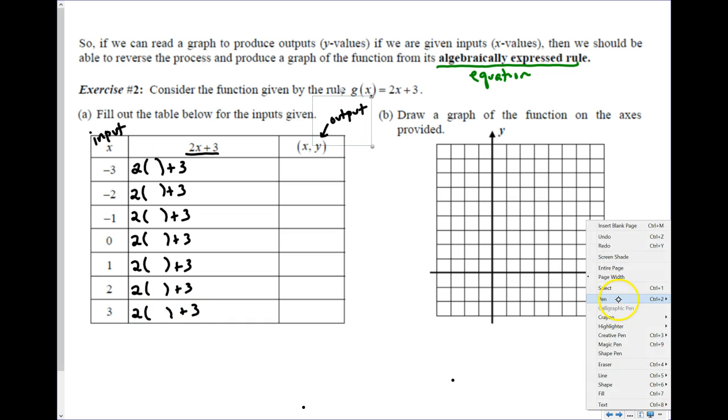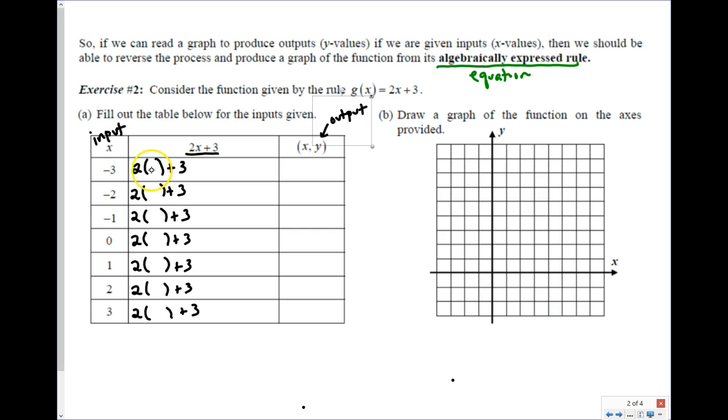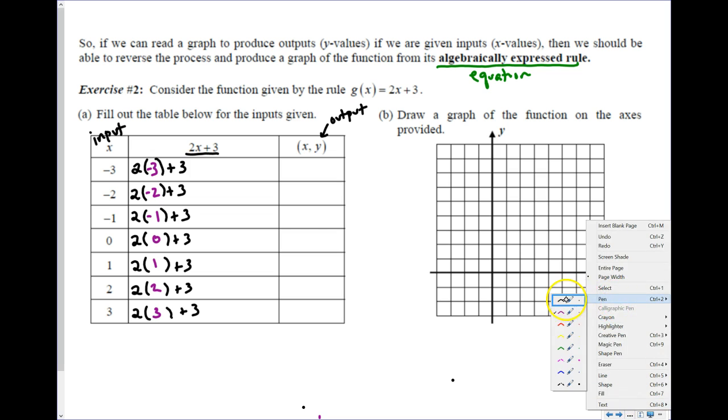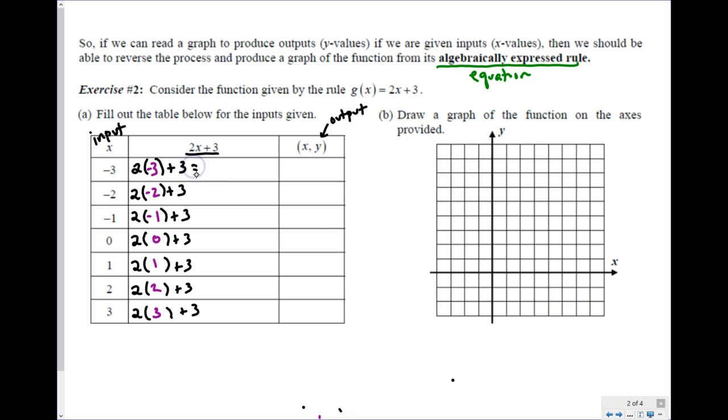So let's use a different color. For this one I'd put in -3. For the next one I'd put in -2. Do you see how I'm putting in a different input each time? And then I'm going to calculate each one of these and get a different output. So let's do the math. You can always use a calculator for this if you want to.